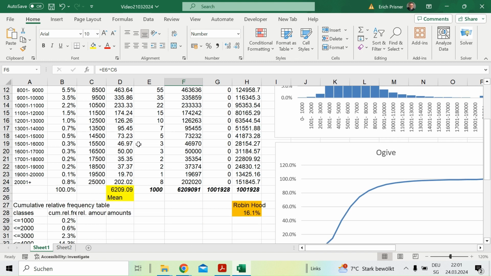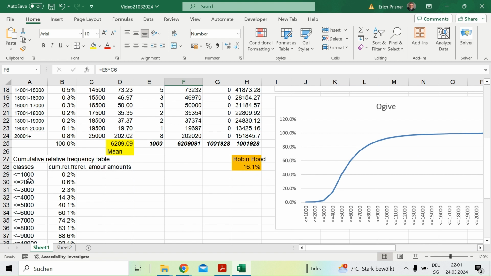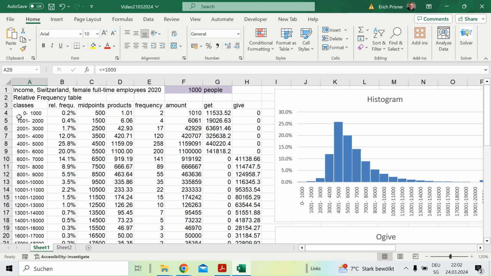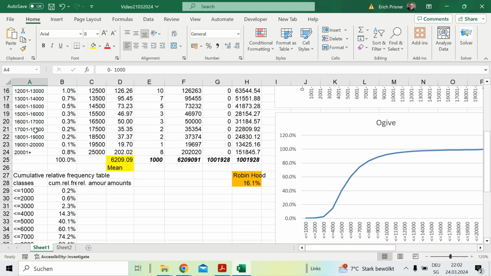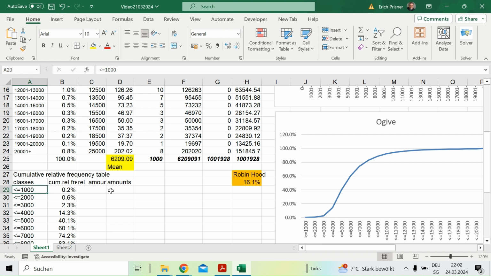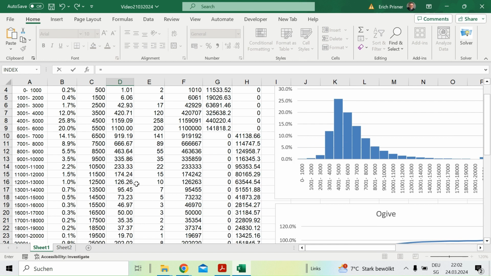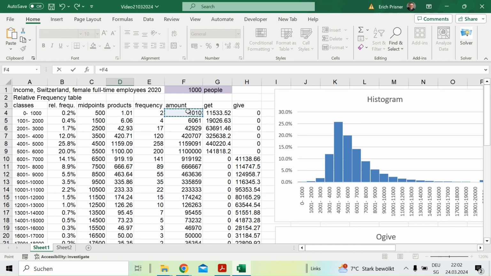And now we are looking not at these classes, but we look at the cumulative classes. And remember, the first cumulative class is exactly the first class here. So 0 to 1000 is the same as less or equal 1000. So this amount can be copied immediately. We can just say this one is equal to the 1010 we have here.